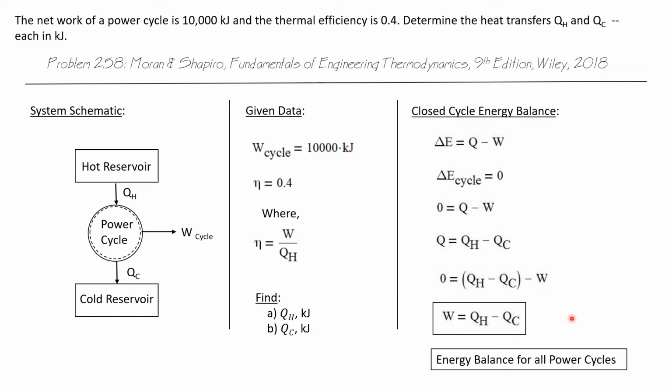And we can use this energy balance for all power cycles. We can derive the same equation when we look at refrigeration cycles and heat pump cycles, and we'll do that in a later lesson. But W is Q sub H minus Q sub C works for all of these cycles.